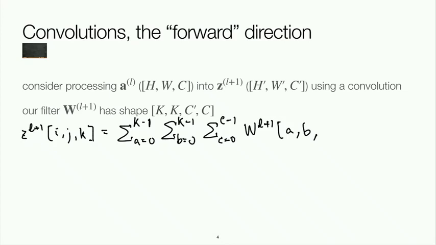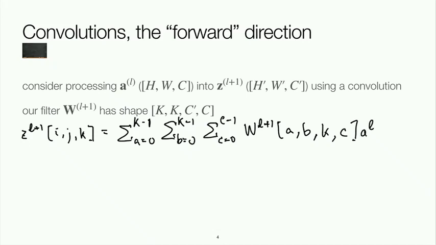Well, it's not necessarily the first output channel that I'm outputting. Which output channel am I looking at? Little k. That's the ZL plus 1 last index. And then the last thing is this c that I'm summing over.